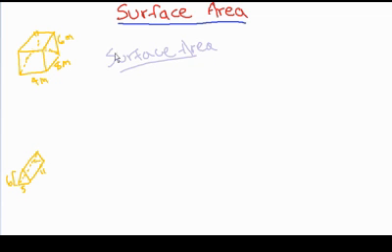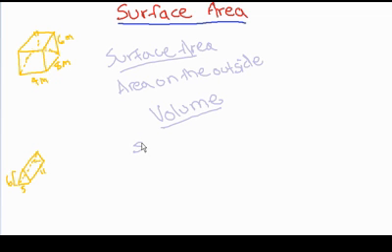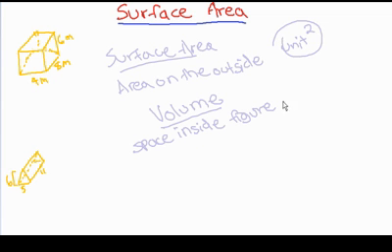you're finding the area on the outside. Area on the outside of the figure. But for volume, you're finding the space inside the figure. Surface area is some unit squared. Volume is some unit cubed. So we'll focus on volume later.